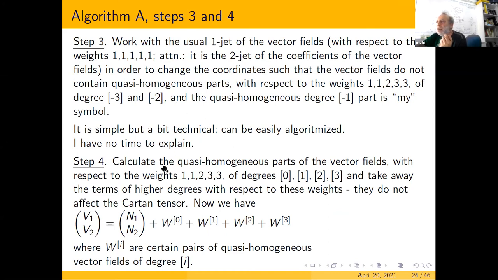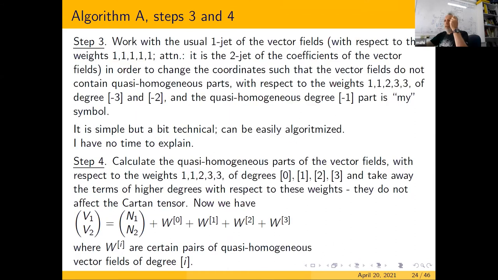It's just not this function. After that, we have to calculate the quasi-homogeneous parts of this vector in new coordinates, which describes the distribution. Now this is my notation for quasi homogeneity, this bracket of degree 0, 1, 2, and 3. Quasi homogeneous parts of higher degree do not affect the Cartan tensor. So we have this polynomial, quasi homogeneous of degree 0, 1, 2, and 3. And we know that we can kill W1, W2, and W3. W0, W1, W2, what appears here, from here we have explicit formulas for the Cartan tensor.